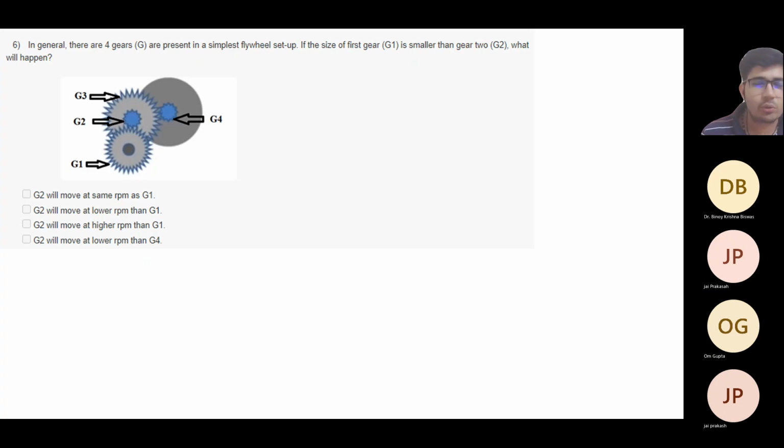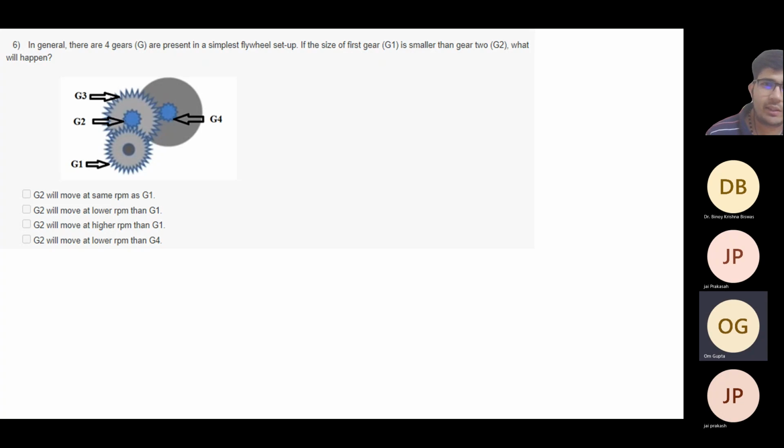Now go through all the options. I think now you will be able to answer clearly. Option 2 is sure shot correct. Second, third, fourth: G1 is connected with G2. Let me give you the hint. G1 is connected with G2. G2 is on the same shaft with G3. G2 and G3 are on the same shaft. G3 is connected with G4. And G4 is on the same shaft with the flywheel.